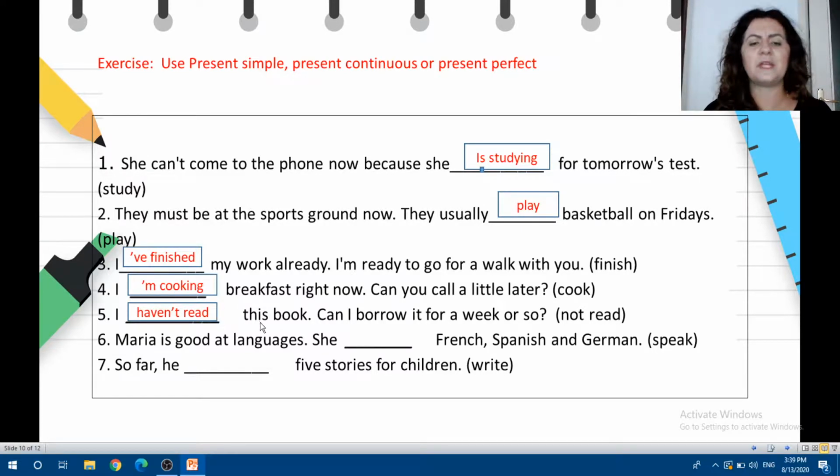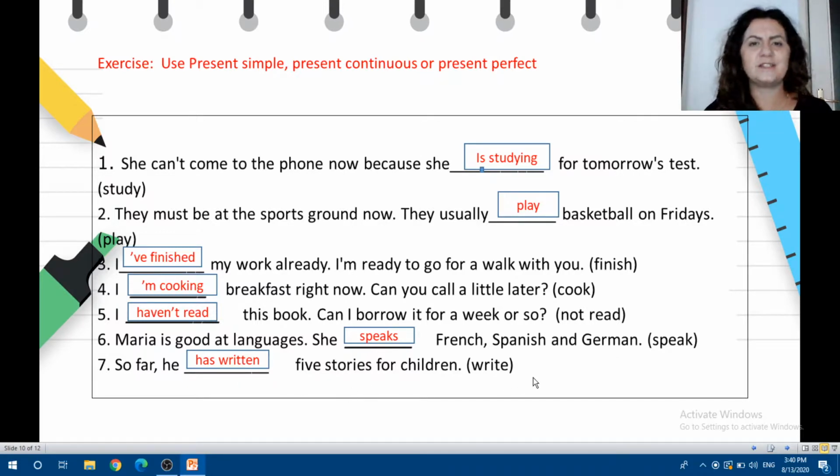I haven't read this book. Can I borrow it for a week or so? Here we use the present perfect tense. Maria is good at languages. She speaks French, Spanish, and German. So this is a permanent situation or to express ability. That's why we use the present simple tense. So far, he has written 5 stories for children. In this situation, we use the present perfect tense.